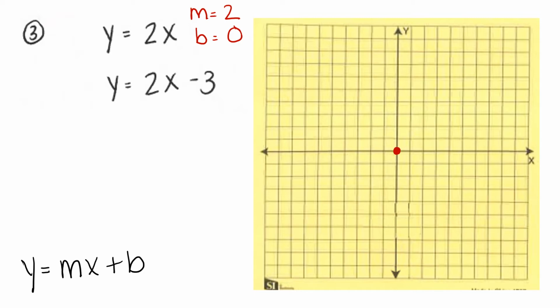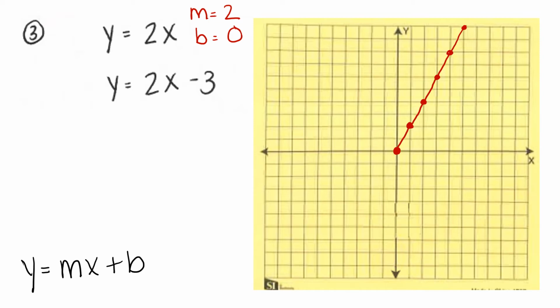For our m value, m is a positive 2, so that tells us to go up. Up is positive, so up 2. And then we don't have any other numbers, so we're just going to go over to the right 1. Up 2, because that's what we have, positive 2, and over 1. Up 2, right 1. And we continue that pattern all the way to the edge.